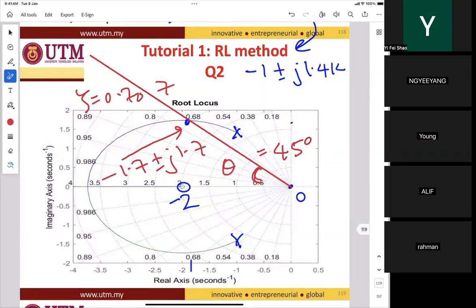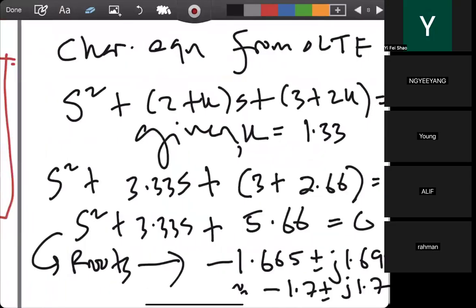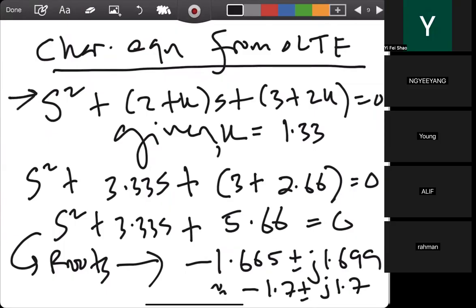The question asks you, first, I repeat, the characteristic equation from the open loop transfer function is given. From there, we find the closed loop transfer function, and then we find the characteristic equation. This is the characteristic equation. Given 1.33, insert K here, then you get S square plus 3.33S plus 5.66 equal to 0.